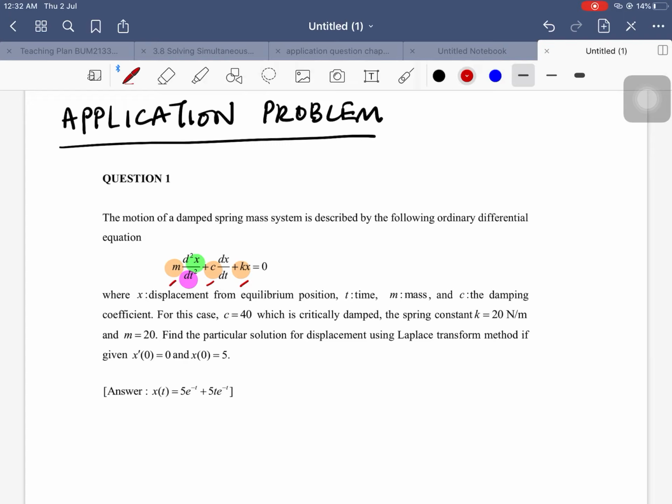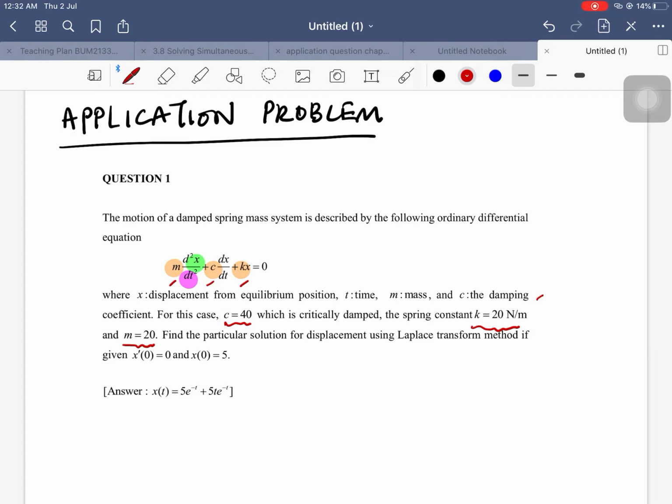The representation of each of the symbols is explained in the question. It says that x is the displacement from equilibrium position, t is time, m is mass, and c is the damping coefficient. Now the values of the constants are given. It says that c equals 40, which is critically damped. The spring constant is k equals 20 Newton per meter. You don't need to include Newton per meter in your calculation, just pull out the value 20. And the value of m is going to equal 20 as well.